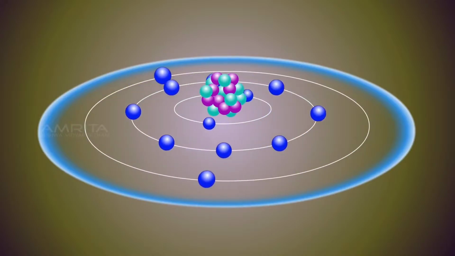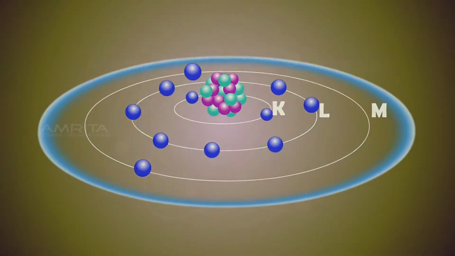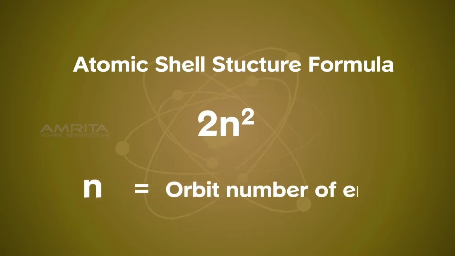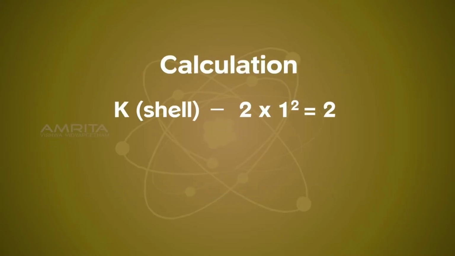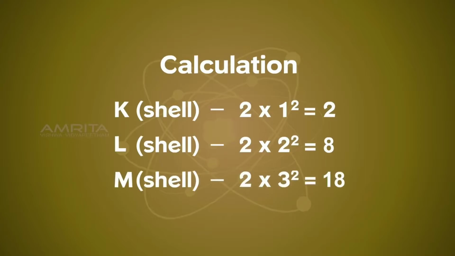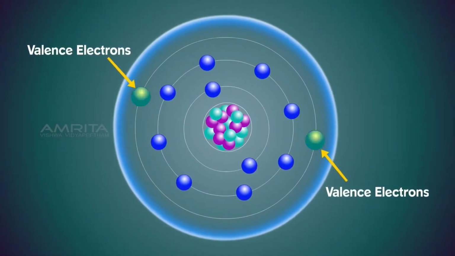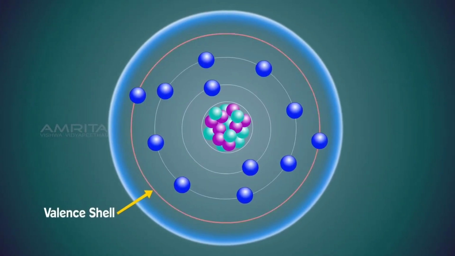The orbits or shells are represented by the letters K, L, M, etc. The maximum number of electrons present in a shell is given by the formula 2n², where n is the orbit number of energy shells. The first orbit or K shell can have 2, the second orbit or L shell can have 8, and M shell can have 18 electrons, etc. The electrons present in the outermost shell of an atom are called valence electrons, and the shell which valence electrons occupy is called the valence shell.